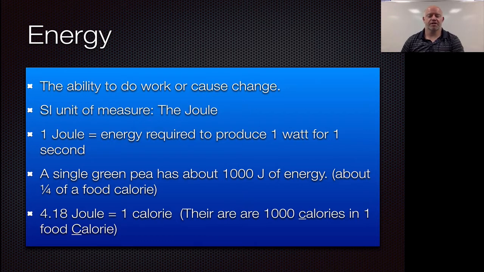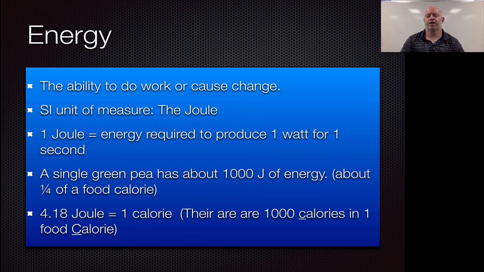To give you a little comparison, if you took a single green pea, delicious green peas, they have about 1,000 joules of energy in it. And that's about 1/4 of a food calorie, which is not a lot of energy at all, really, in our world. To give you one more comparison, there's 4.18 joules in a calorie.